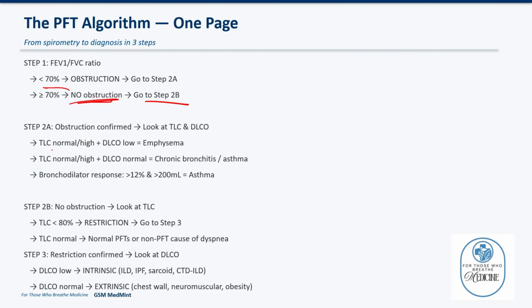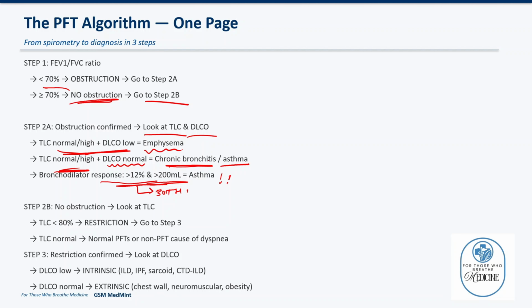So what is step 2A? The obstruction is confirmed here, so look for the TLC and DLCO. The TLC normal or high plus DLCO low is emphysema. The TLC normal or high with the DLCO normal indicates airway pathology, chronic bronchitis or asthma. The bronchodilator response, if it is greater than 12% and 200 milliliters above the baseline, is asthma. Both criteria should be met.